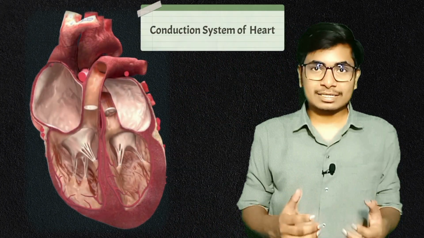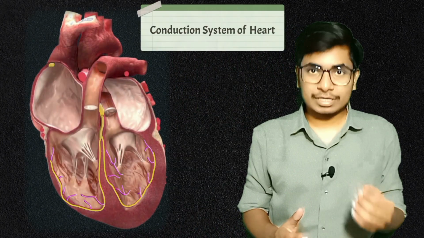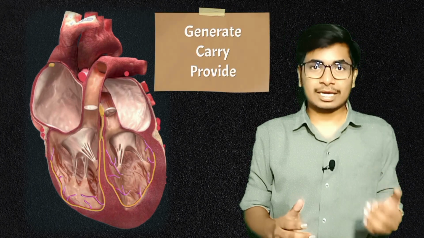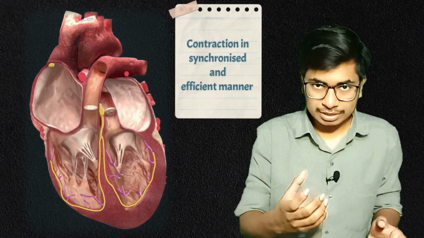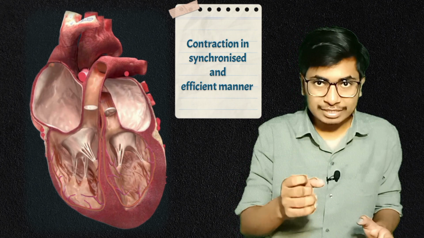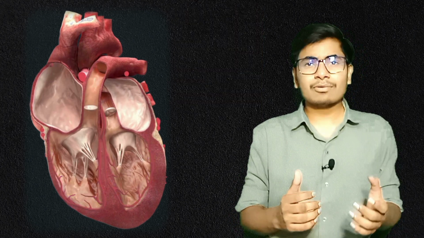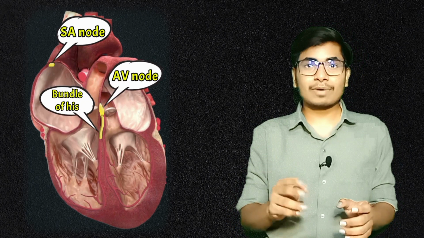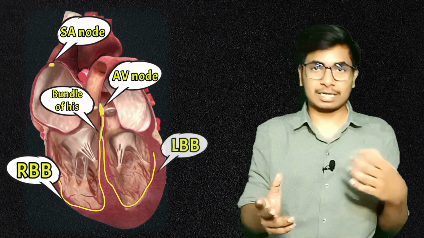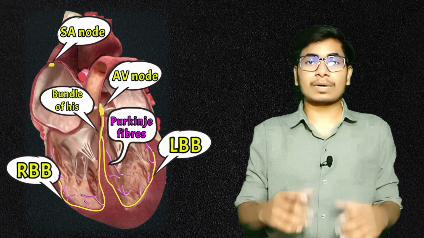What is the conduction system of the heart? The conduction system of the heart is specialized myocardial tissue which generates, carries and provides electrical impulses to the myocardium, the muscle of the heart, so that the heart contracts in a synchronized and efficient manner. Now, which structures are involved in the conduction system of the heart? Namely, first the SA node, then the AV node, then the bundle of His, which divides into two branches, the right bundle branch and left bundle branch, and finally the Purkinje fibers.